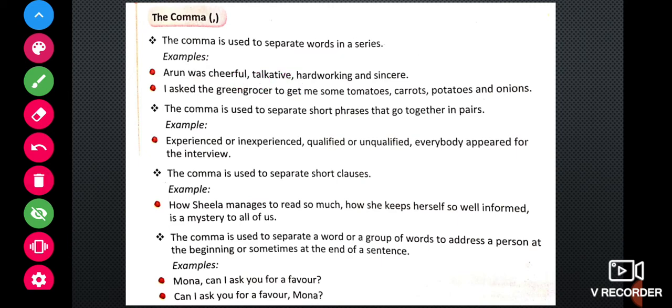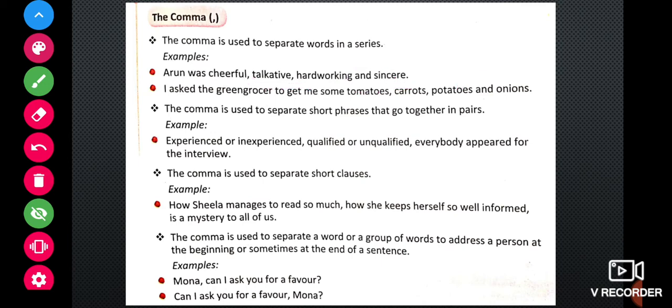Also note that comma is not used before the last word in the list. Here we have 1, 2, 3, 4 words in the list, and if you notice, before the last word we have used and, before the last word we have not used the comma. So this is the rule.